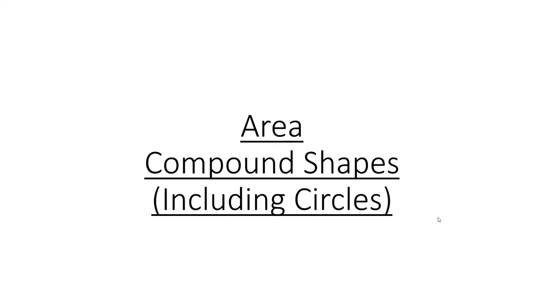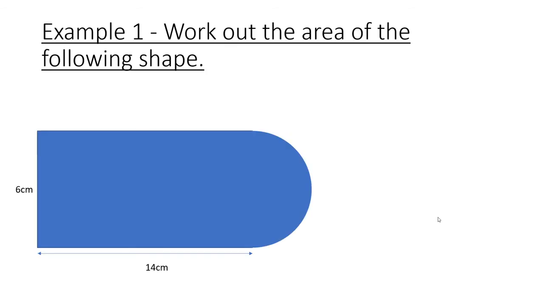Okay, so the lesson is all to do with area of compound shapes that include circles. For this example, you will see that we have a compound shape of a rectangle together with a semicircle. The first thing you're going to want to do is identify where your split is going to be so that you can find the area of your shapes.